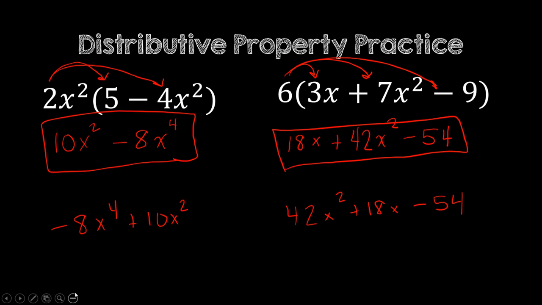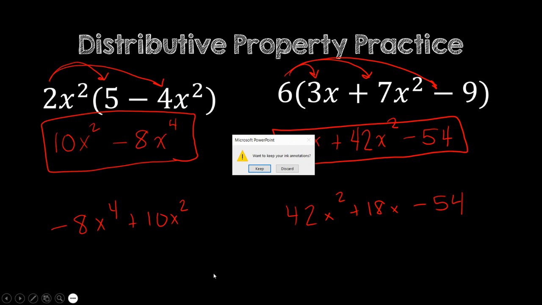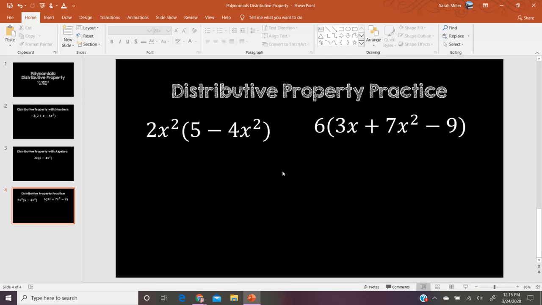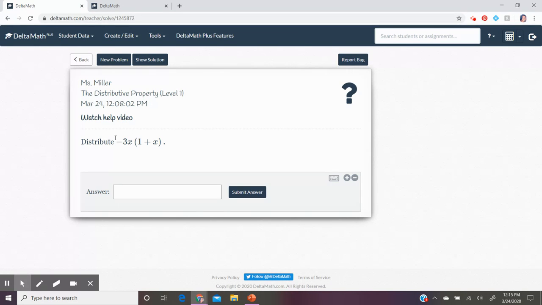So this is our lesson for today, but as I noticed what was helpful last lesson was to show you your assignment on Delta Math. I'm going to discard this, and we're going to go right into Delta Math. And here is an example.